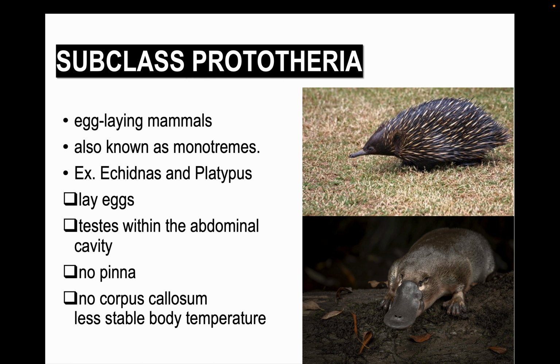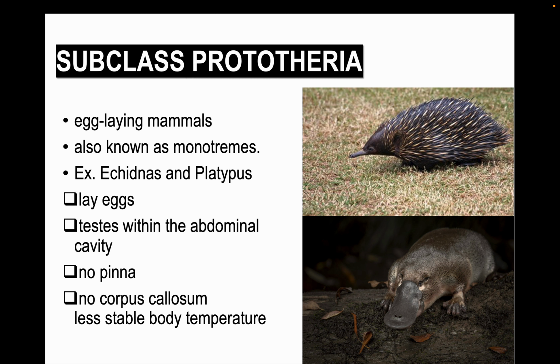Under Mammalia, we have the Prototheria, the egg-laying mammals. Quite a curiosity because they are mammals but are characterized by egg-laying habit. The monotremes under Prototheria include examples such as the echidnas and the platypus. They have testes within the abdominal cavity. It's not the testes of the male mammal extruding from the body wall, the primary body wall.